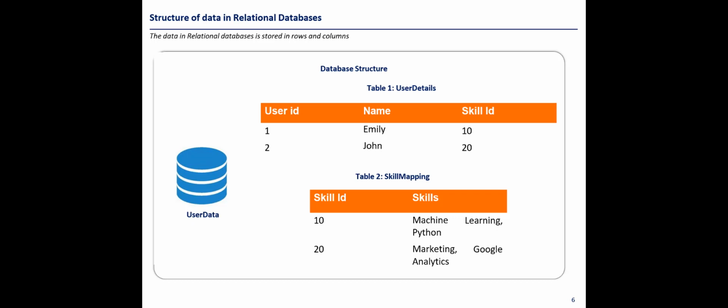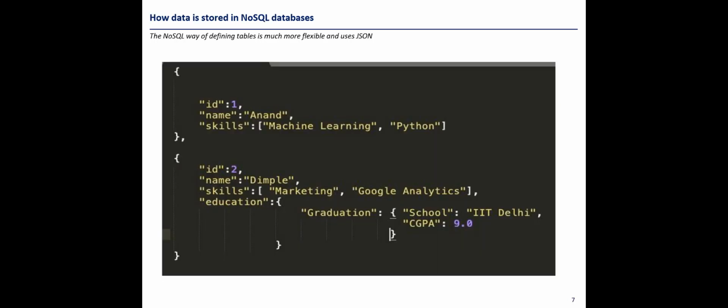So you have the first row, which is user ID 1, name is Emily, and the skills are machine learning and Python. Then it's the user ID 2, name is John, and skills marketing and Google Analytics. Note that this looks very similar to Excel, and you can have multiple such tables in the database. Now these tables can be linked to each other via relationships, which we will see in the later part of this course.